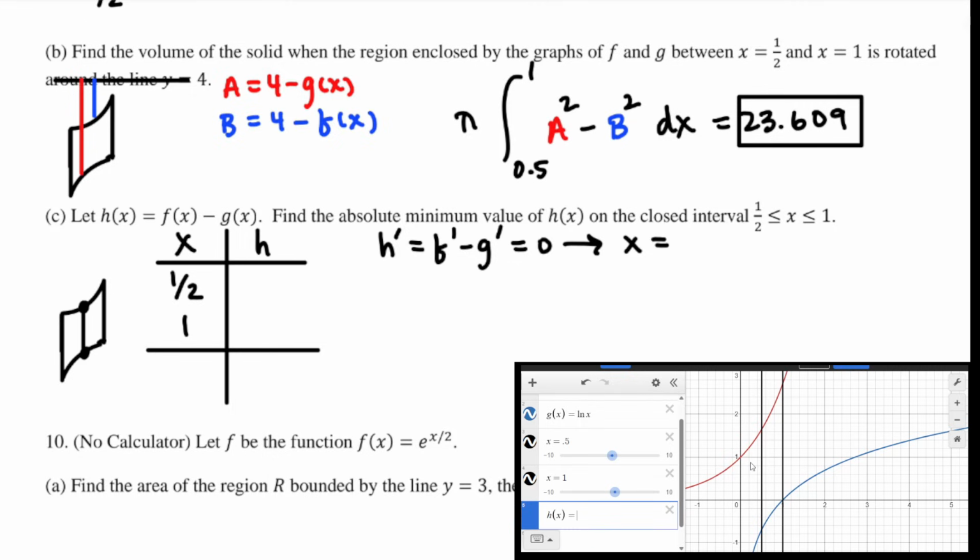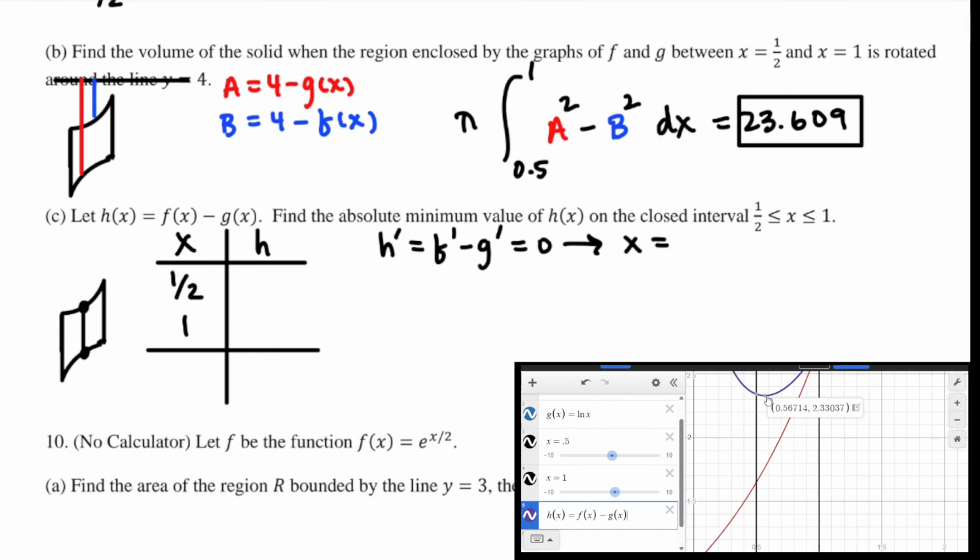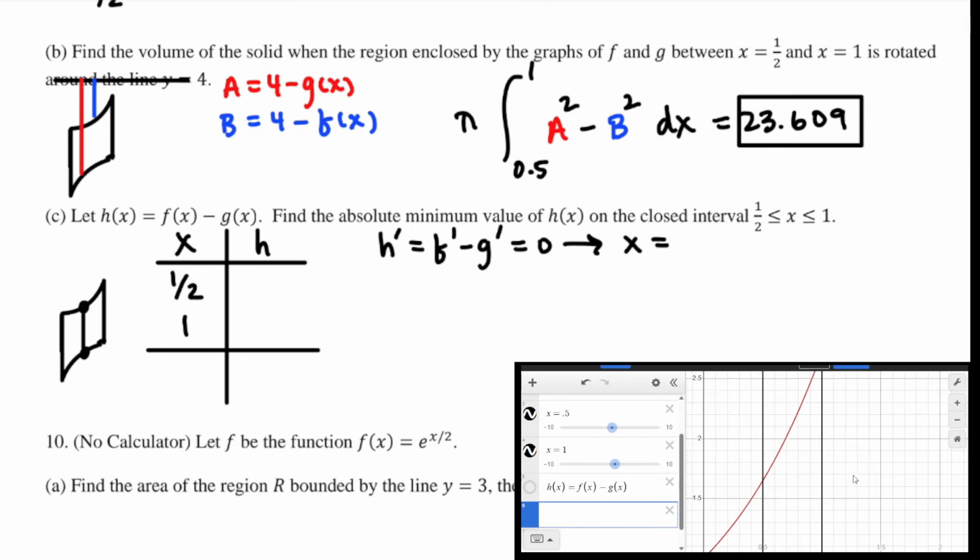So h of x equals f of x minus g of x. Okay, yeah, we've got an absolute minimum, but what we are absolutely not going to do is click on this point and be like, oh, hey, I graphed it. It was 0.56714, or 2.33037 is actually going to be our answer. That's what we cannot do if we're hoping to get any credit in this class, right? Because our answers have to be justified with calculus.